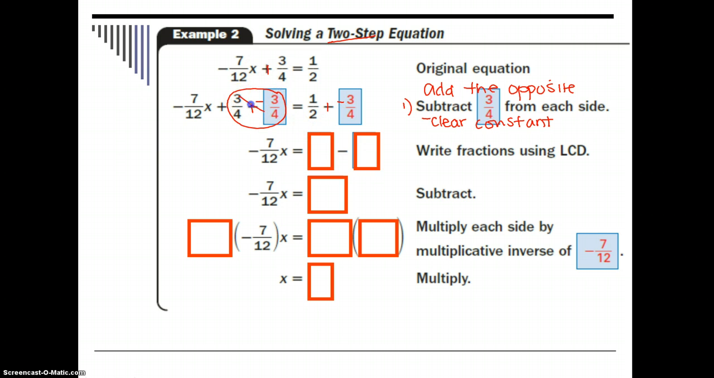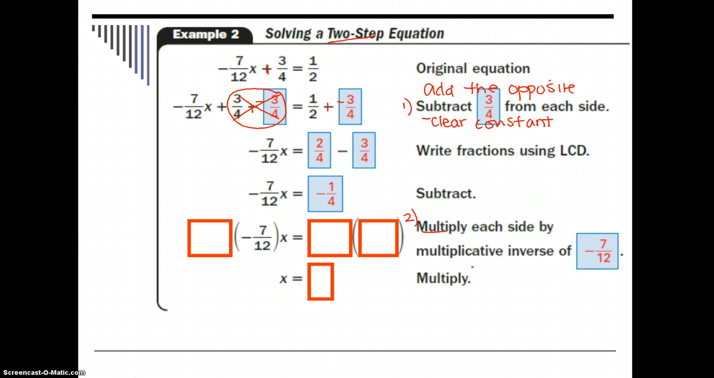This clears to 0. So bring down what's left over. We have to write the fractions using an LCD, so we have to change 1/2 to 2/4. Subtract 3/4, and you have -1/4. Now this is just like a one-step problem. So here's my second step.